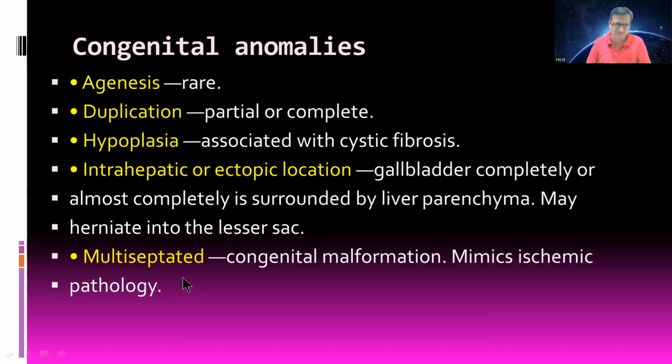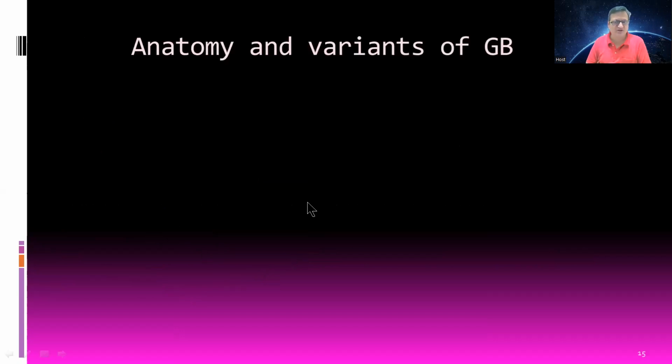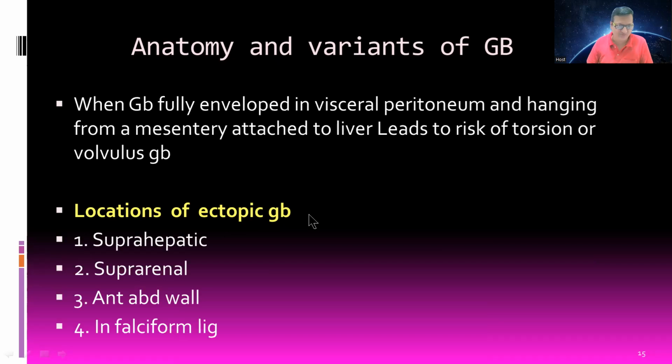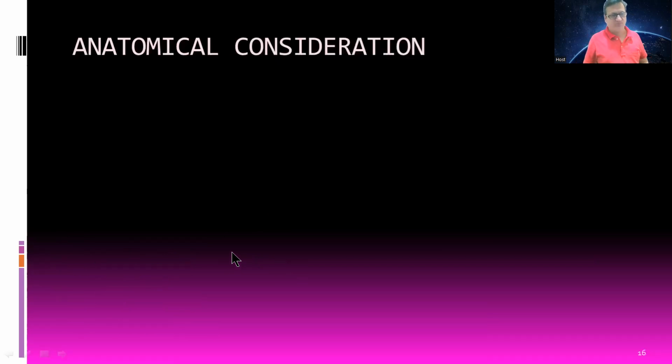It may have multiple septated gallbladder, which is a congenital malformation, and they mimic ischemic pathology. Now, when the gallbladder is fully enveloped in the visceral peritoneum, it may lead to torsion or volvulus. We already discussed the location of the ectopic gallbladder, which are of different types. So it may be suprahepatic, suprarenal, that is above the kidney, above the liver, in the anterior abdominal wall, or in the falciform ligament. So these are the locations of the ectopic gallbladder.